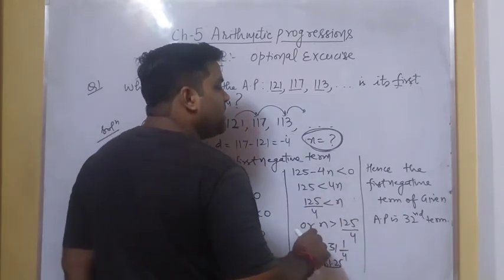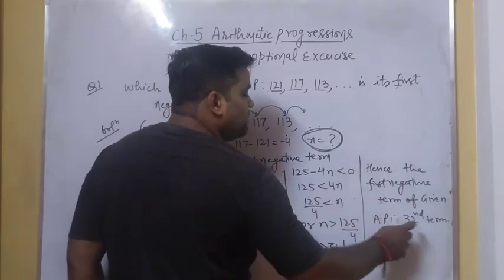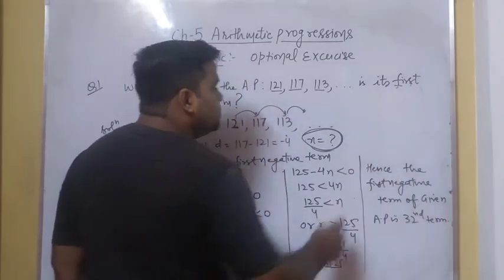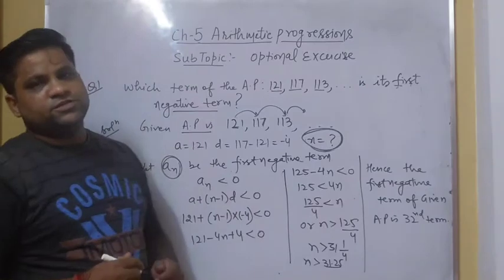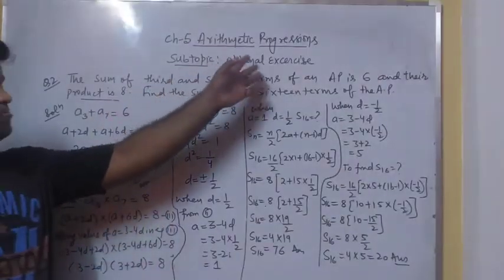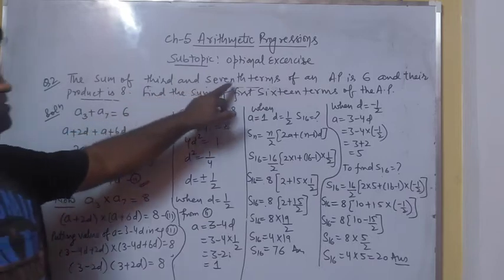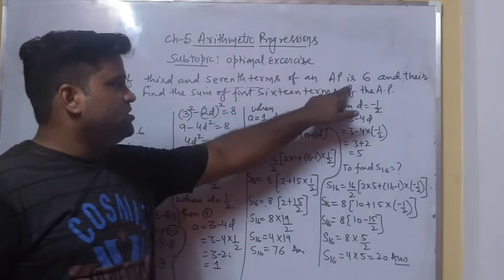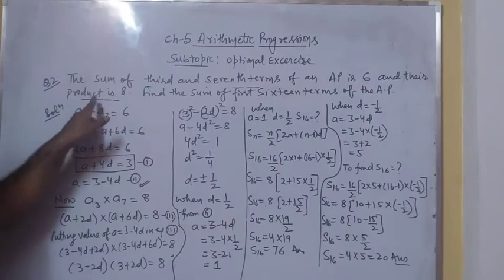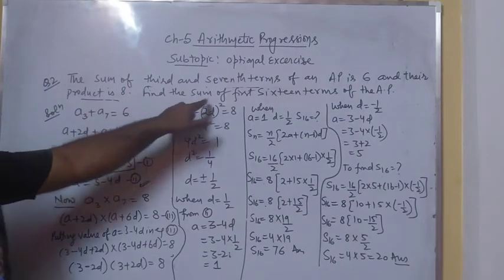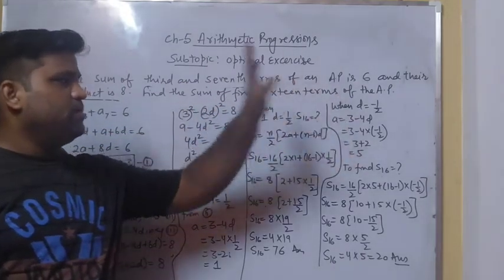So we can say that the first negative term of the given AP is the 32nd term. That is our answer, which is the required sum. Question number 2 of the optional exercise: the sum of the third and seventh terms of an AP is 6 and their product is 8. Find the sum of the first 16 terms of the AP.